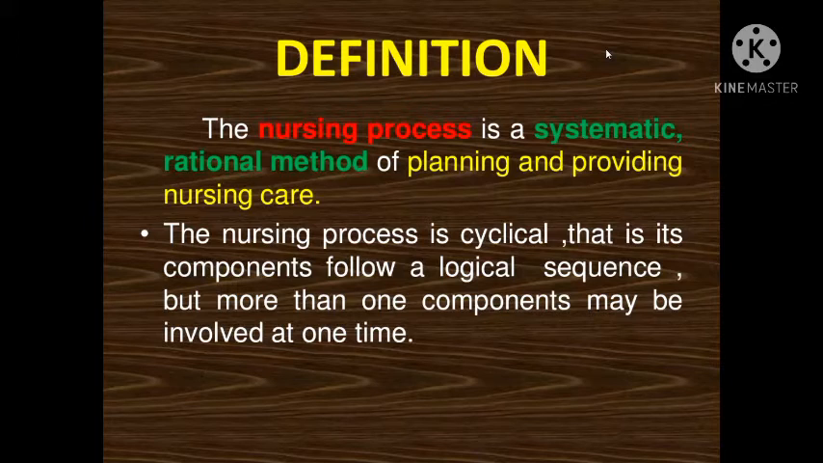The nursing process is cyclical, that is, its components follow a logical sequence, but more than one component may be involved at one time. So it is cyclical. After evaluation, the last step, you will come to know whether your care is effective or not. If it is not effective, you will provide the care again, or you will take a different step again, the same way like assessment, diagnosis, again you will do it, until the patient gets cured.